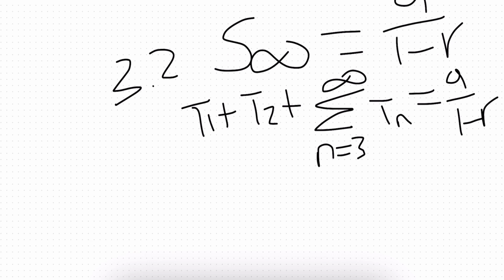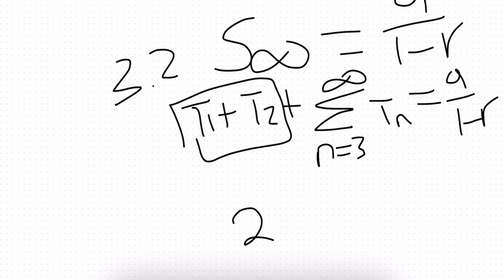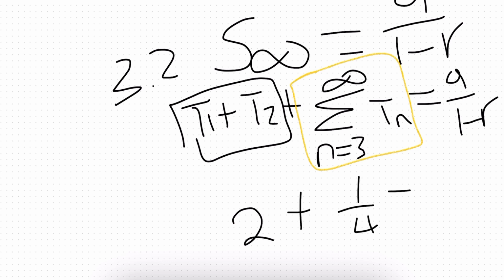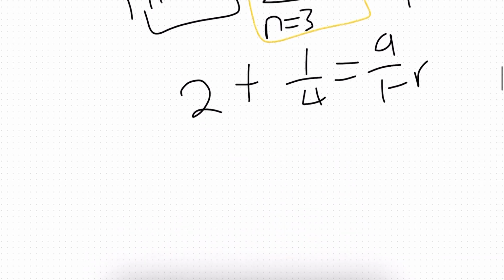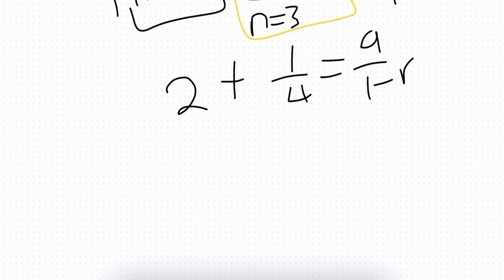You know that your T1 plus T2, they gave you that it's equivalent to 2, right? And this part over here, we were given that it is equivalent to 1 over 4. Then that is equal to a over 1 minus r. That's just us using the information that we're given.